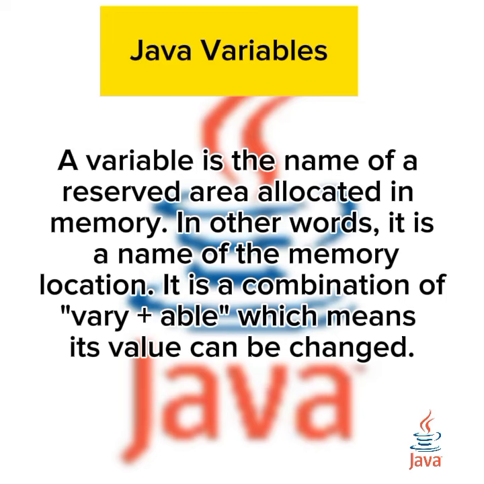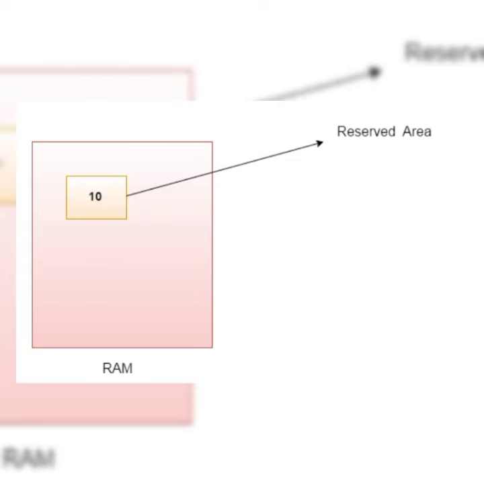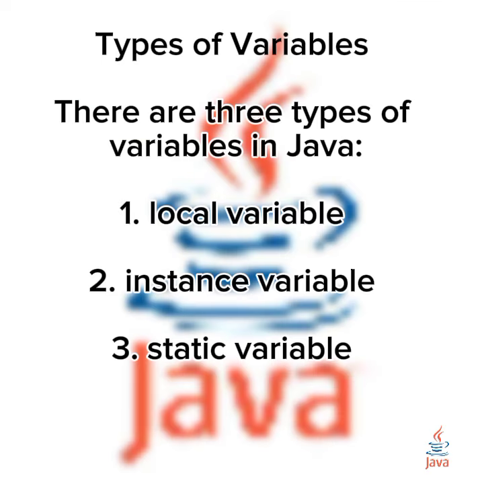A variable is the name of a reserved area allocated in memory. In other words, it is a name of the memory location. It is a combination of "vari" plus "able", which means its value can be changed. Types of variables. There are three types of variables in Java.